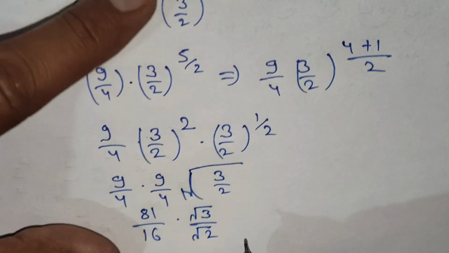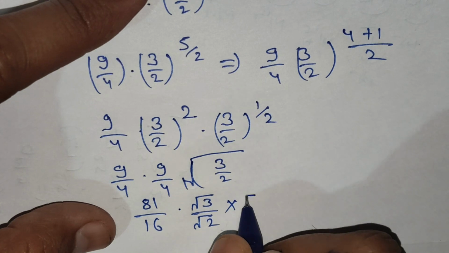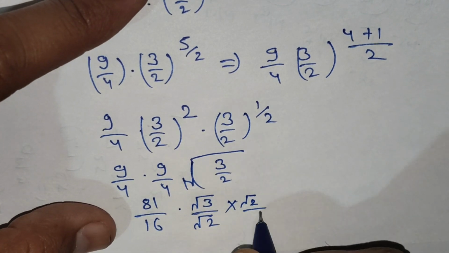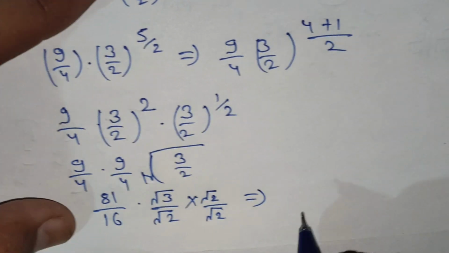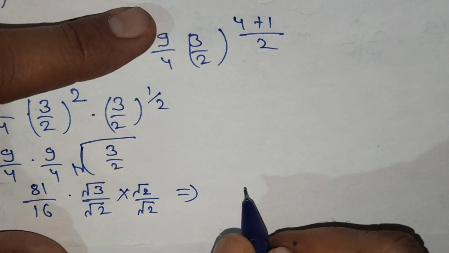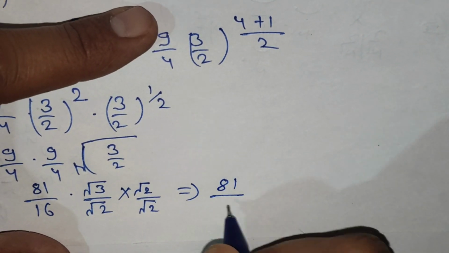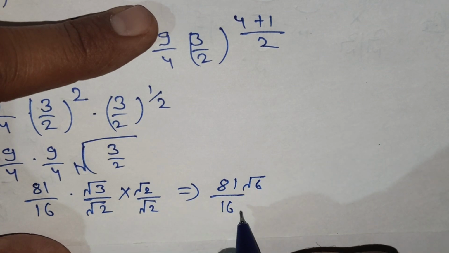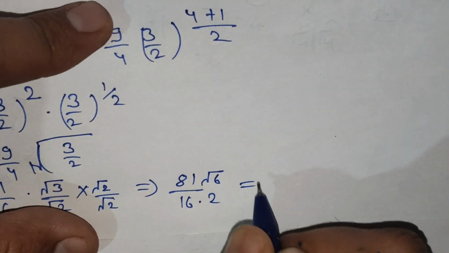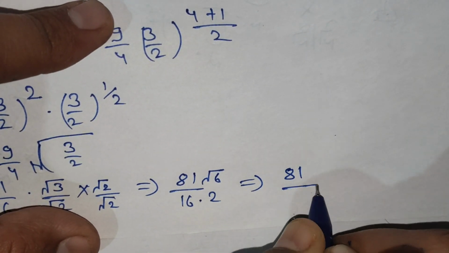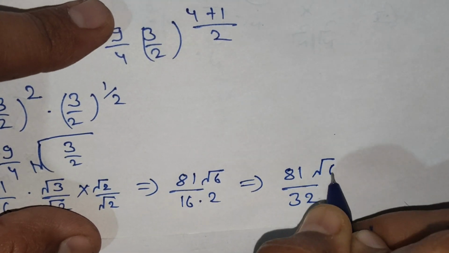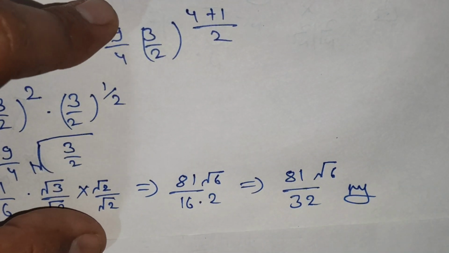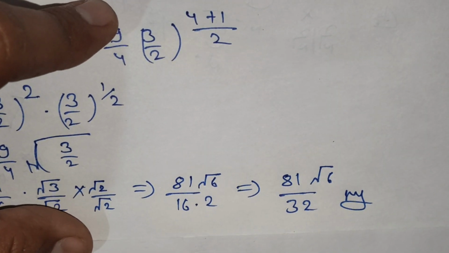Now both sides we multiply under root 2 up and down. Now 81 divided by 16 under root 6, under root multiply under root 2. So now our right answer is 81 divided by 32 under root 6, our right answer. 81 under root 6 divided by 32, our right answer. Everyone understand?